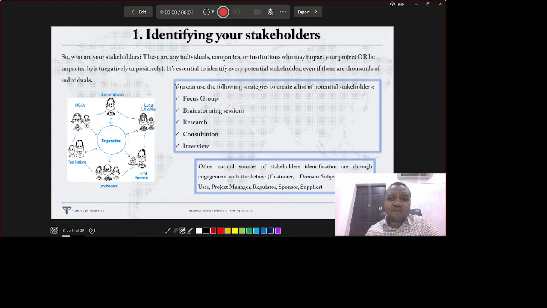So there are various methods that we can use to identify both internal and external stakeholders in the organization for any process discovery work we are doing or any other initiative or project we are trying to execute. And you can follow any of these strategies just to identify who those potential stakeholders are.